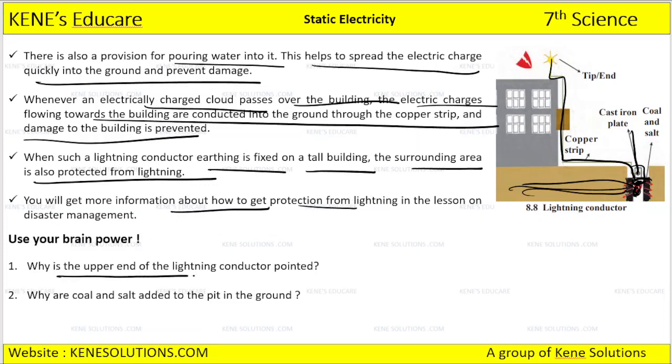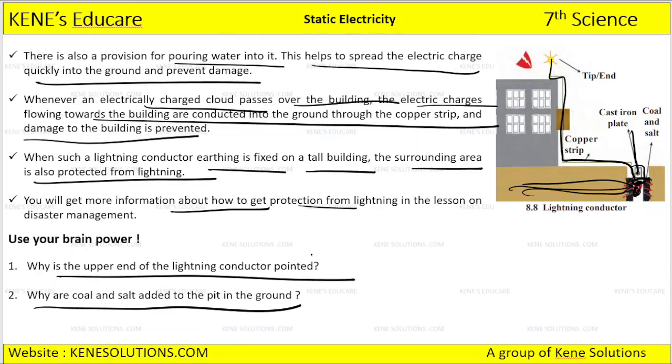Now, why is the upper end of the lightning conductor pointed? Why are the coal and salt added to it? Okay, ये क्यों किया जाता है? Simply, why is the upper end of the lightning कंडक्टर इज पॉइंटेड. अभी ये पॉइंटेड क्यों होता है?